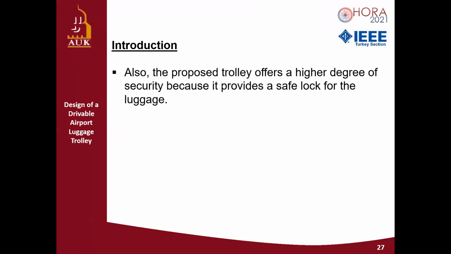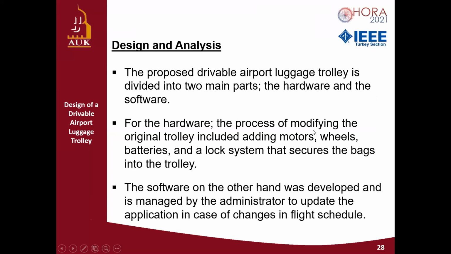Also, the proposed trolley offers a higher degree of security because it provides a safe lock for the luggage. The proposed drivable airport luggage trolley is divided into 2 main parts, the hardware and the software. For the hardware part, the process of modifying the original trolley included adding motors, wheels, batteries, and a lock system that secures the bags into the trolley.